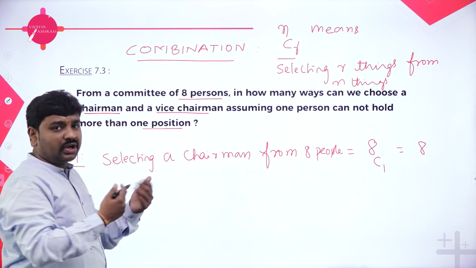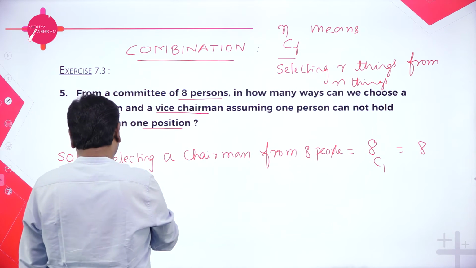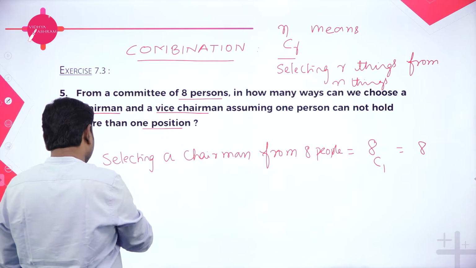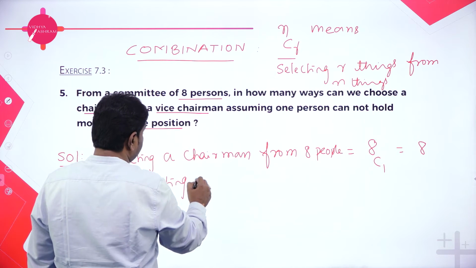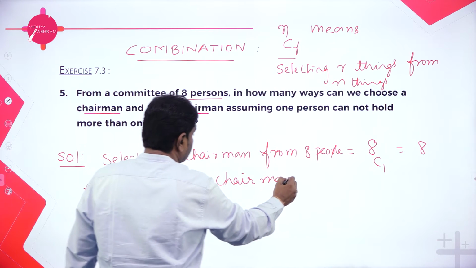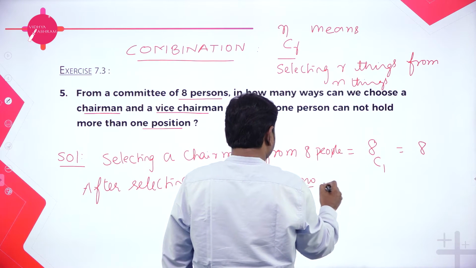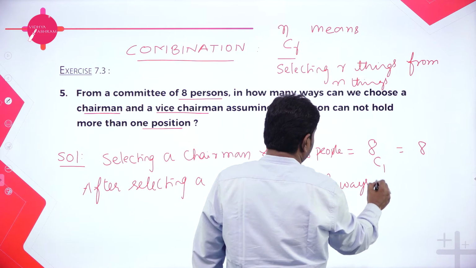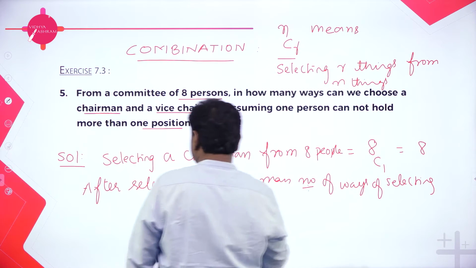See, out of 8, 1 you already selected. So please understand, after selecting a chairman, the number of ways of selecting the vice chairman.